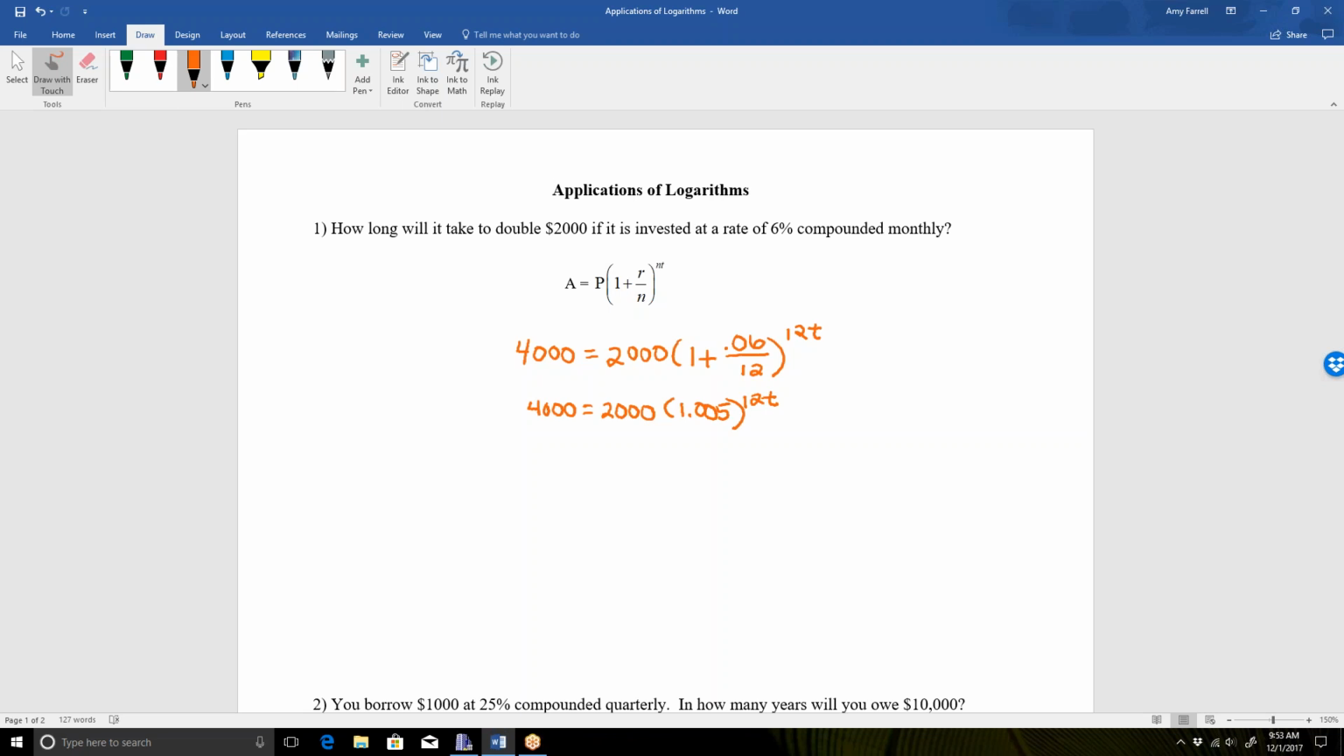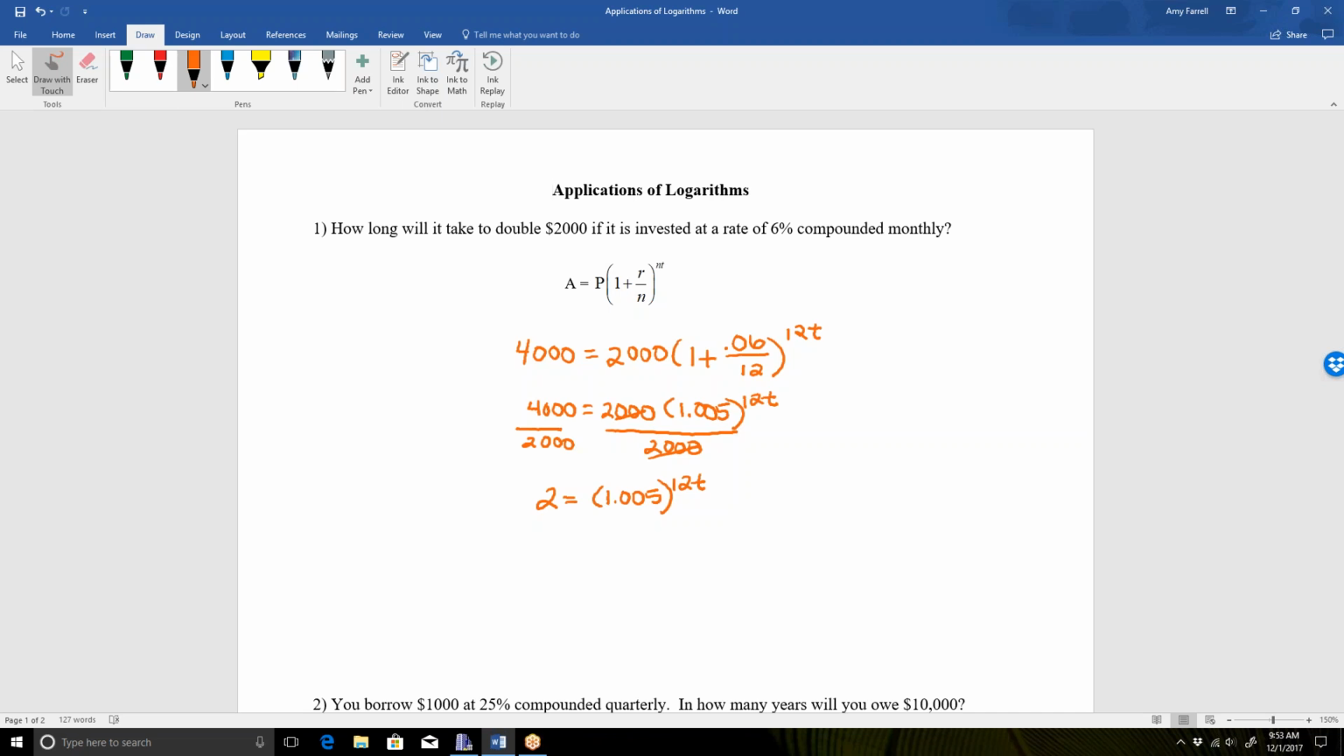And to solve this, first of all, I'm going to mention you cannot multiply 2,000 and 1.005 because by order of operations, we need to evaluate our exponent first. But we can't evaluate the exponent because there's a variable up there. So to solve this equation for t, the very first thing I'm going to do is divide by 2,000. Then I'll have 2 equals 1.005 to the 12t power. 2, it's good I got 2. That makes sense because up here in the problem, we're trying to double our money. So it would make sense I would get a 2 over here.